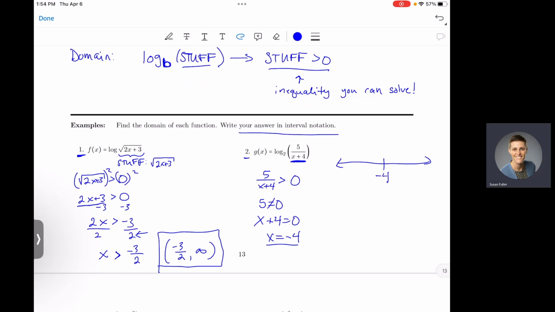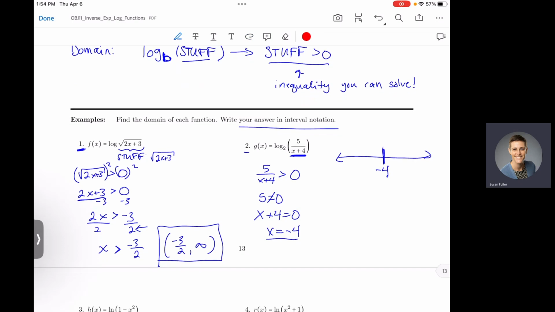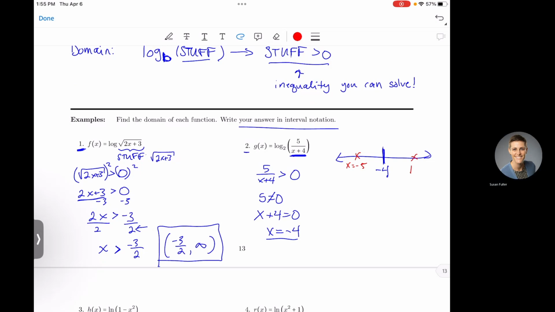So -4 goes on our number line. We chop it right here. And when we do, we've got 2 pieces, and we're going to pick a test value from each piece. My favorite number less than -4 is -5. And my favorite number greater than -4 is 1.